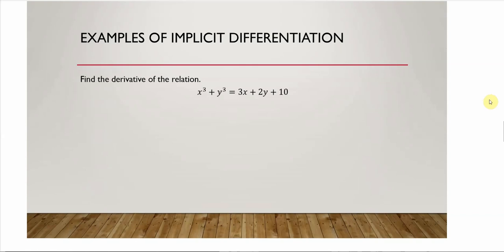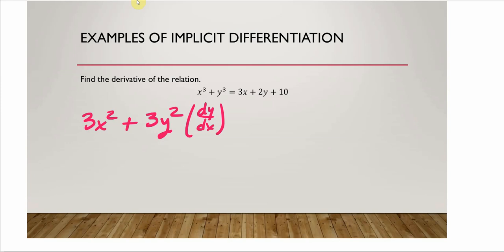So here we go. What's the derivative of x cubed? The derivative of x cubed is 3x squared. That's not the hard part. The derivative of y cubed: pretend it was an x, it would be 3x squared, but now it's not an x, so it's 3y squared. But we took the derivative of a y, so we put dy/dx. Remember what I said: every time you take the derivative of y, you must put dy/dx. Now what's the derivative of 3x? It's 3. The derivative of 2y is 2, but I took the derivative of y, so I have to put dy/dx. And the derivative of any constant is 0.